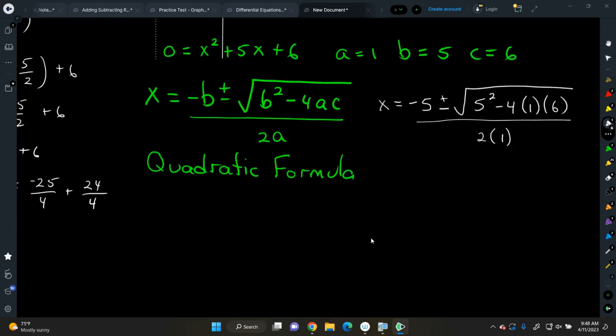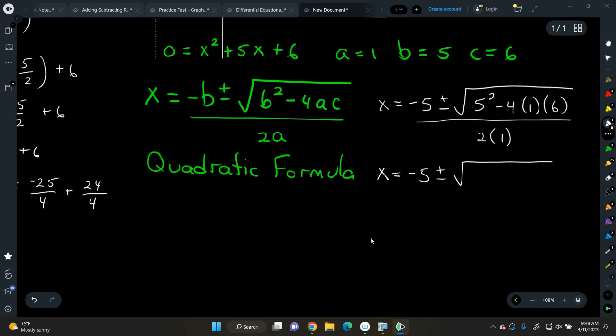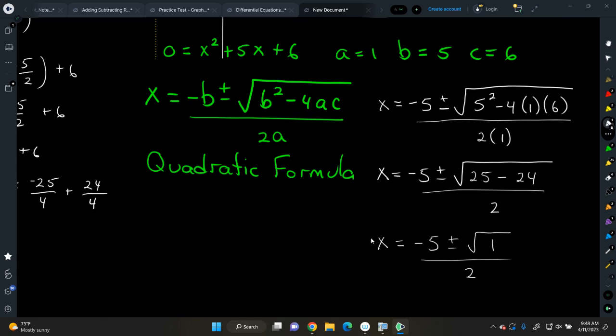Okay, so we're going to simplify it. x equals negative 5 plus or minus the square root of 25 minus 24, all over 2. Okay. So x equals negative 5 plus or minus the square root of 1, over 2. 25 minus 24 is 1.